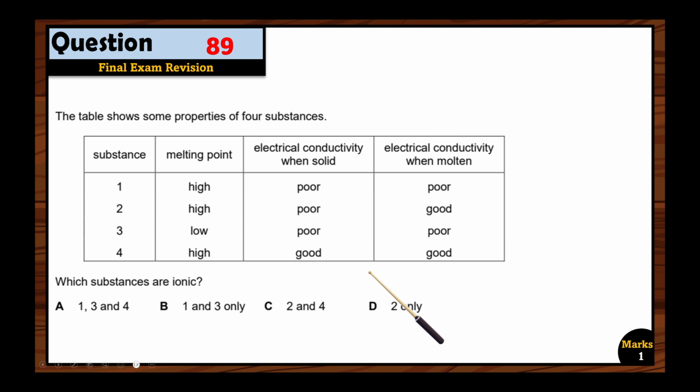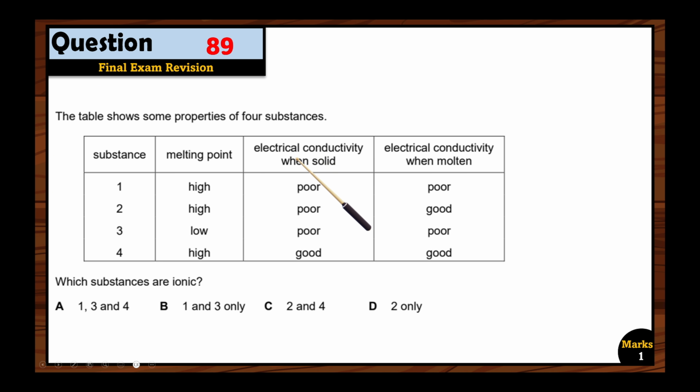Question 89. The table shows some properties of 4 substances: 1, 2, 3, 4, with high melting point, low melting point, and so on. Which substances are ionic? Now we have to see which of them are ionic, right? Ionic compounds always have high melting points. So substances 1, 2, and 4 are right. Up till now, 1, 2, and 4 are right.